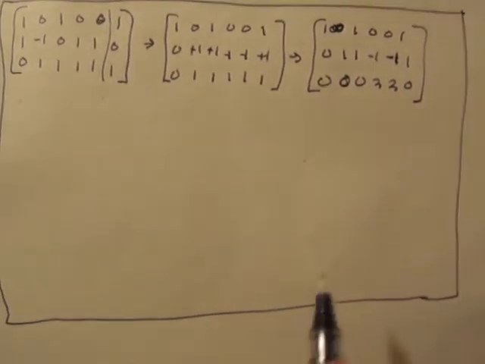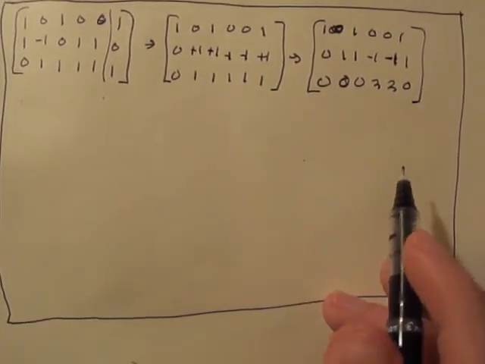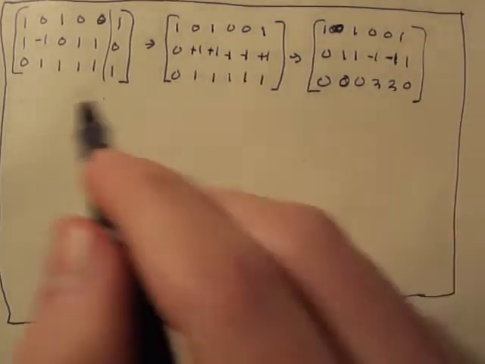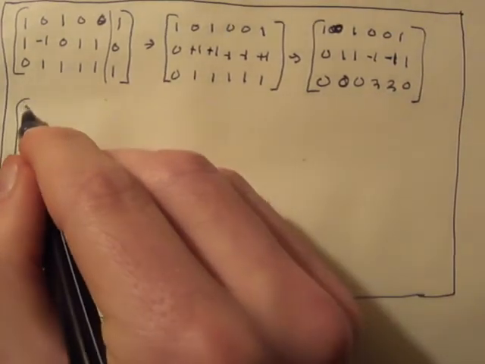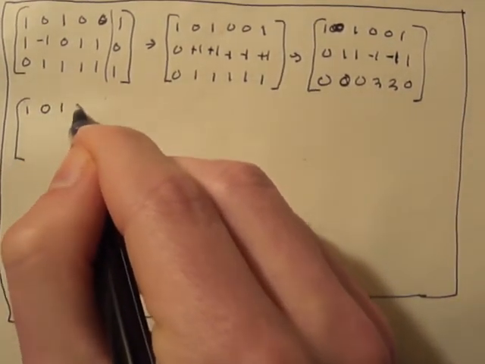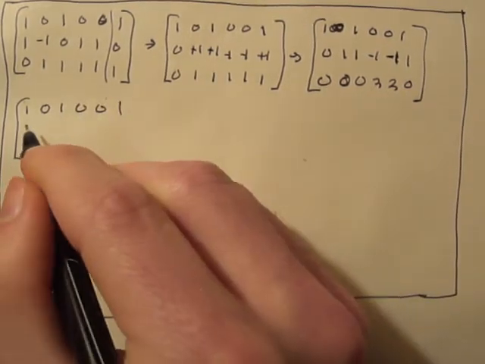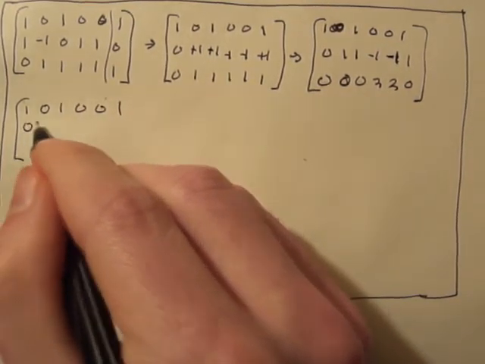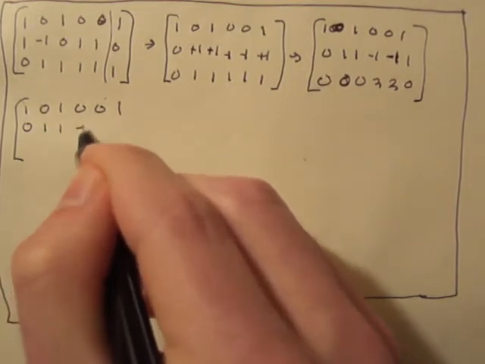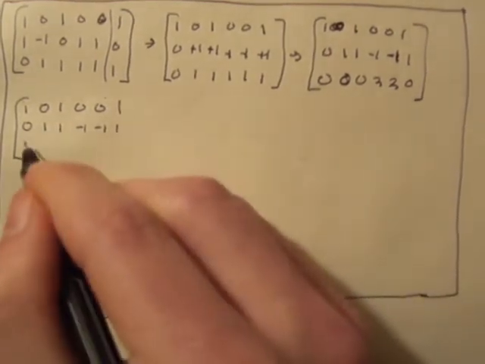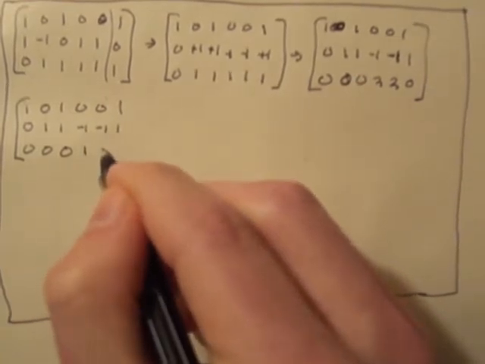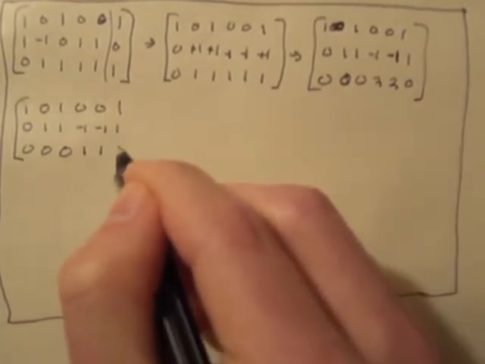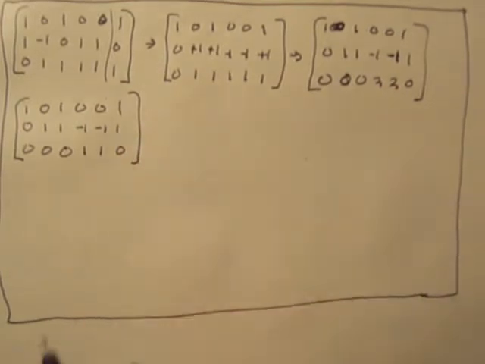Okay, let's see, the next step, we'll divide row 3 by 2 in order to get a 1 in this pivot position. So row 1 will remain the same, 0, 0, 1. Row 2 will remain the same, 0, 1, 1, negative 1, negative 1, 1. And row 3 will have a 1 there, 2 divided by 2 is 1, and 0 divided by 2 is 0. Alright, we're almost done.